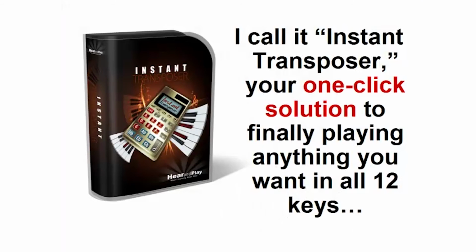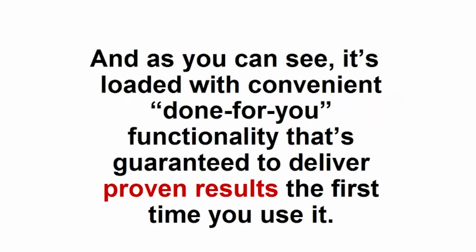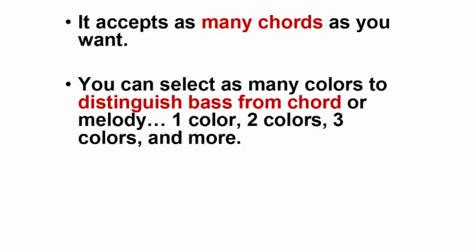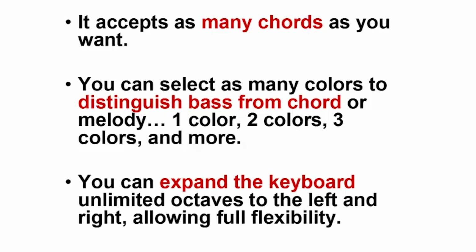So I call it Instant Transposer, your one-click solution to finally playing anything you want in all 12 keys. And as you can see, it's loaded with convenient, done-for-you functionality that's guaranteed to deliver proven results the first time you use it. It accepts as many chords as you want. You can select as many colors to distinguish bass from chord or melody, 1 color, 2 colors, 3 colors, or more. You can expand the keyboard unlimited octaves to the left and right, allowing full flexibility.